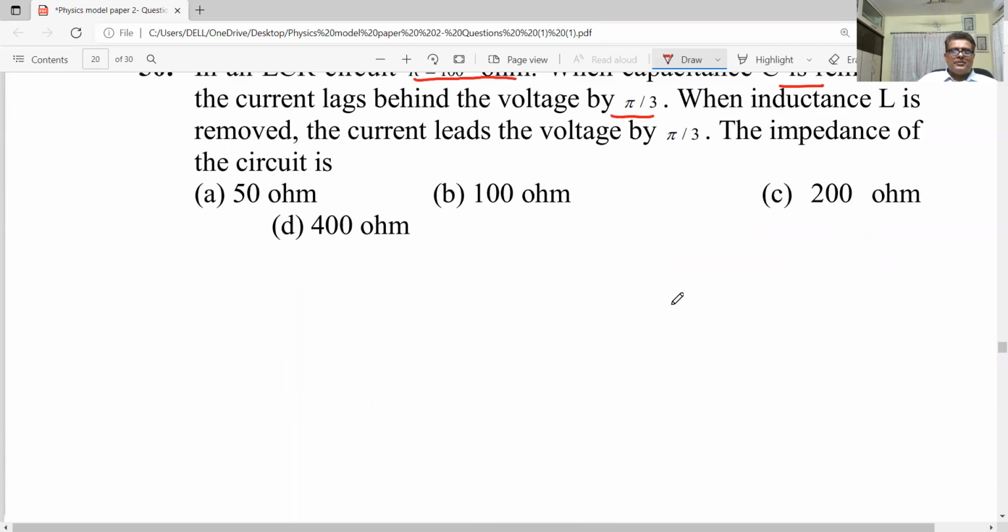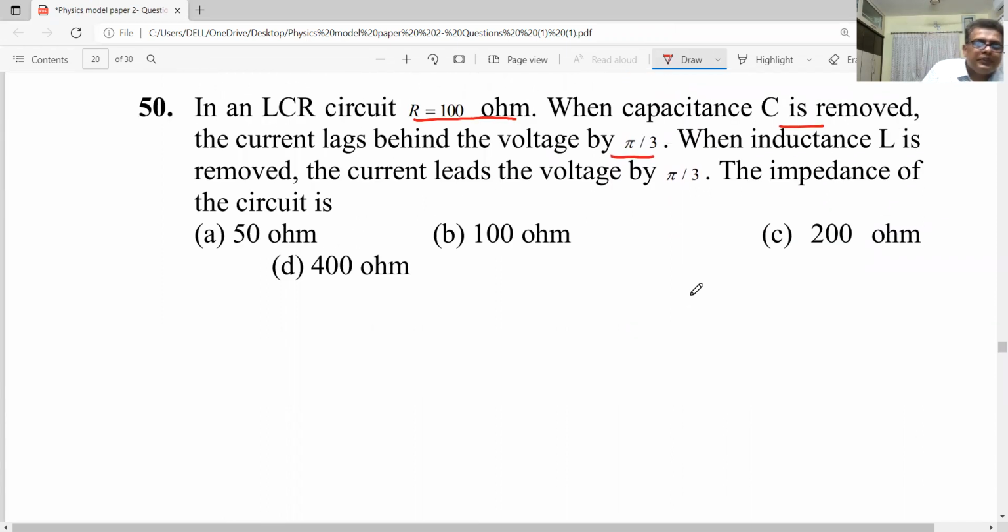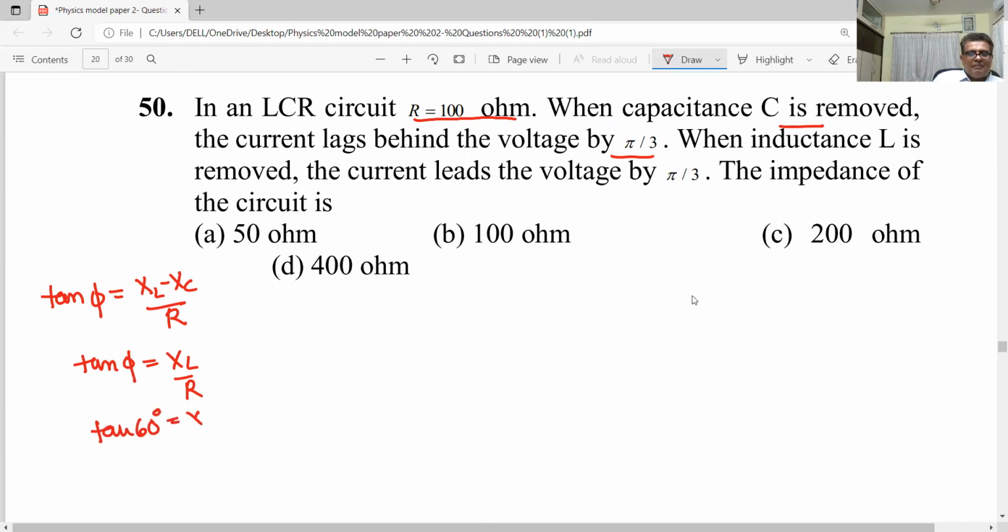Nice question, this is. You must remember there is a general formula for phase difference: tan phi is equal to XL minus XC divided by R. It is a very general formula for an LCR circuit. In the first case, C is removed. When C is removed, tan phi is equal to XL by R. What is the phi value? Pi by 3, that is 180 by 3, which is 60 degree. So tan 60 degree is equal to XL by R.